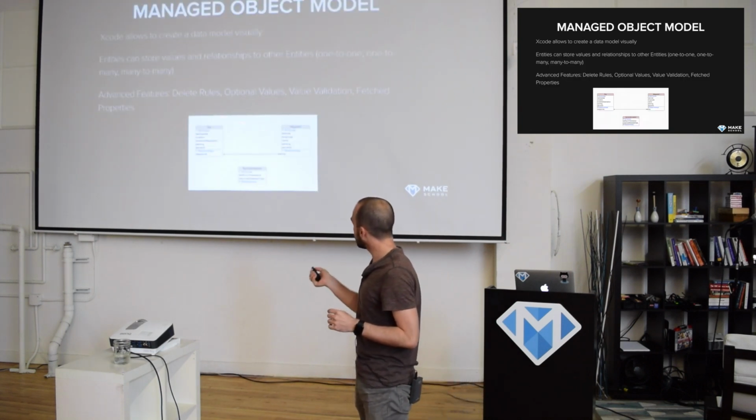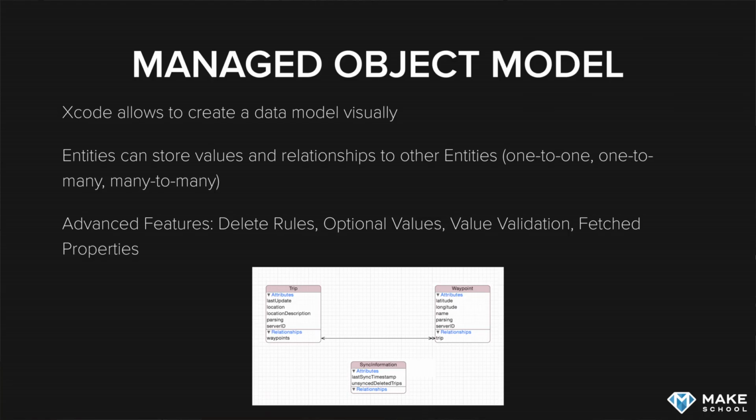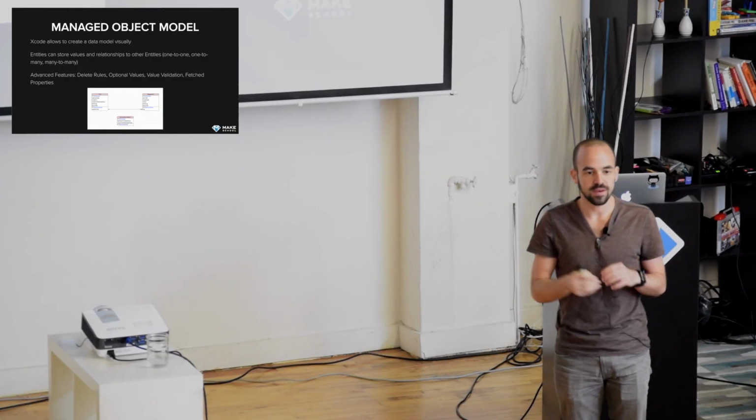Xcode allows you to actually visually work with the data model. Here's a small example from the trip planner project. You can see these are different entities that have attributes, and you can even see the relationships between them. In this case it's very small, but you can see an arrow with two arrowheads in this direction, and with one arrowhead in the other. That means this here is a trip that can have multiple waypoints, but each waypoint can only have one trip. So it's a one-to-many relationship.